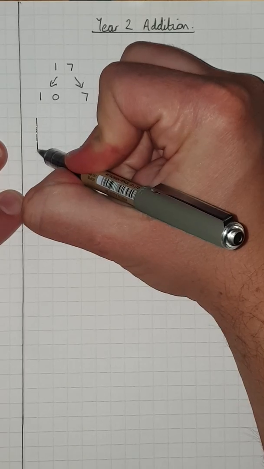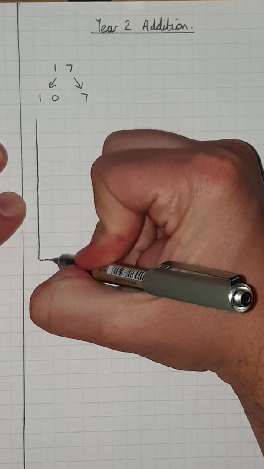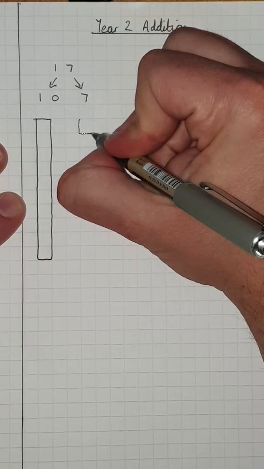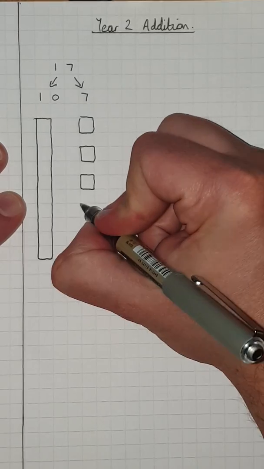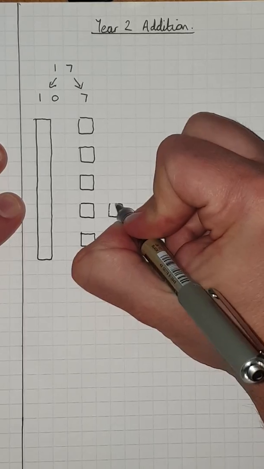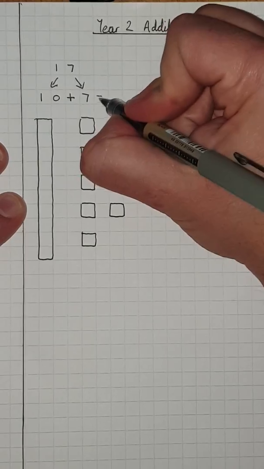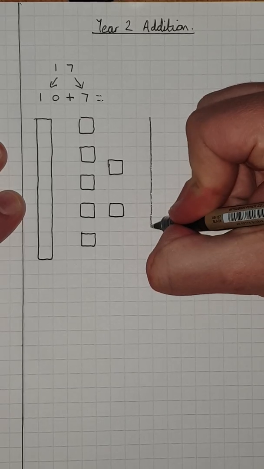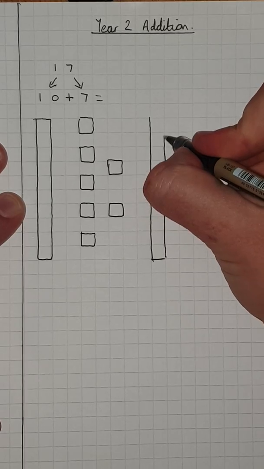And that could be represented by drawing 1 ten and then 7 ones. And then you can recombine these. So 10 add 7 equals 17.